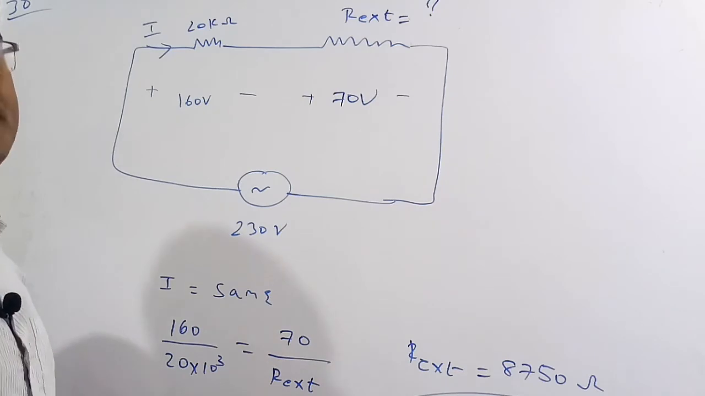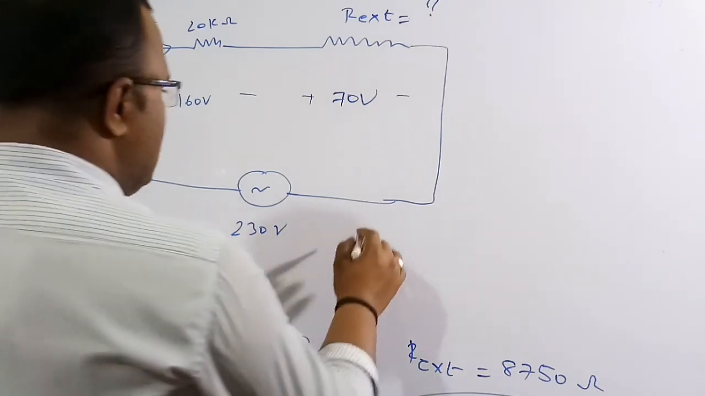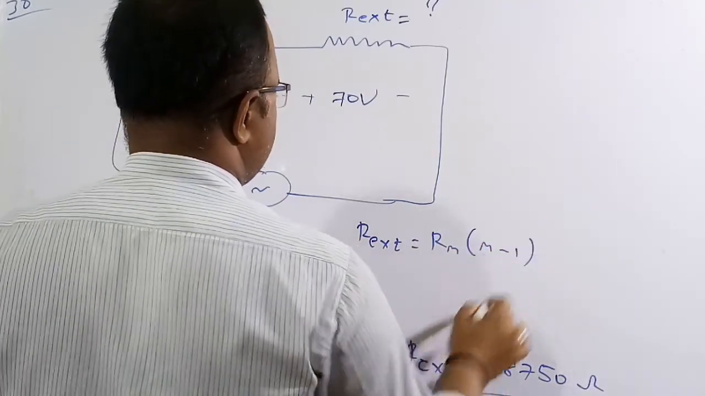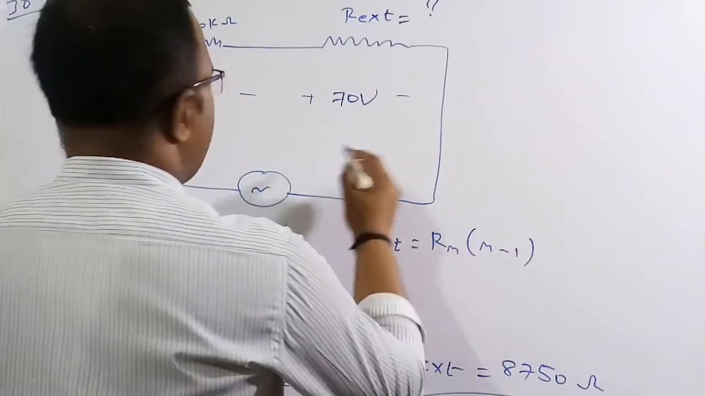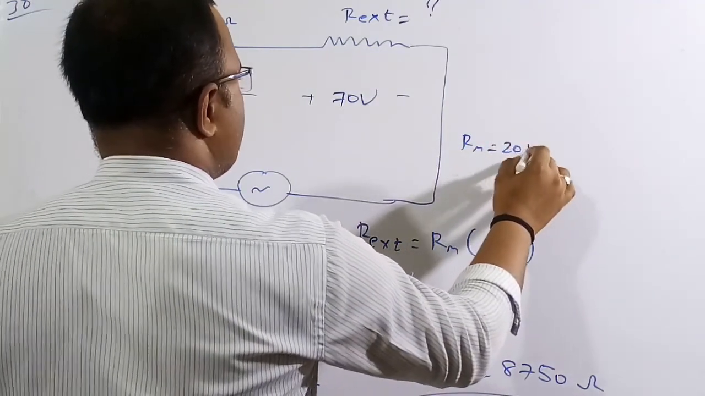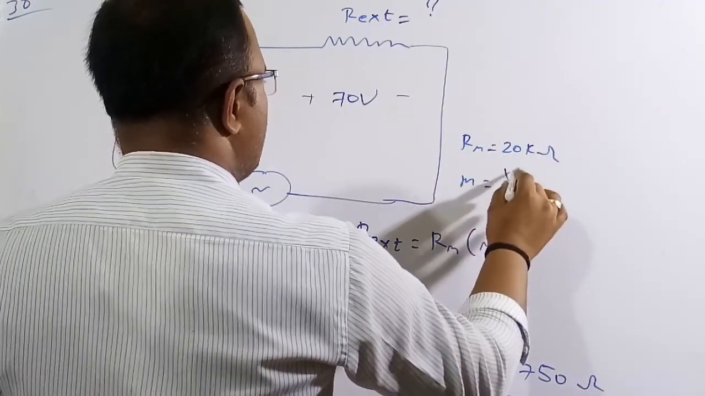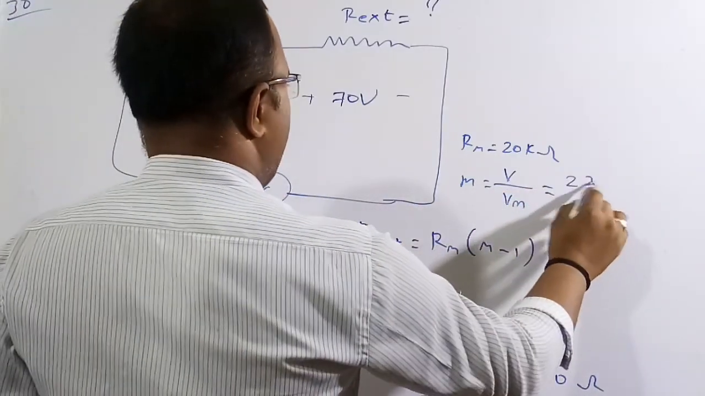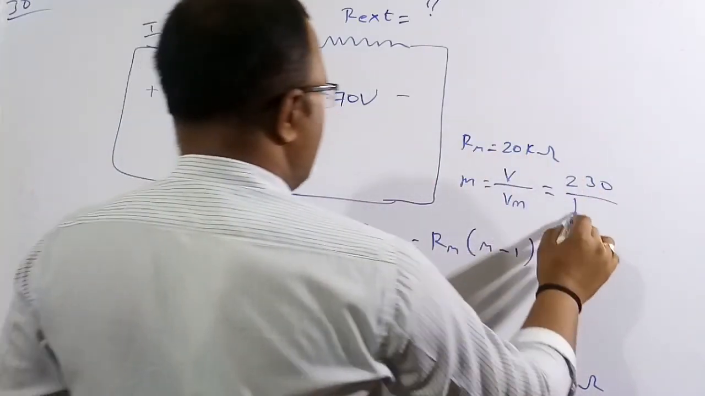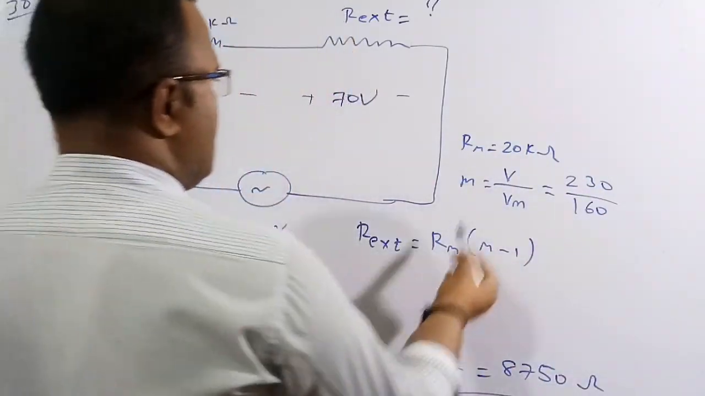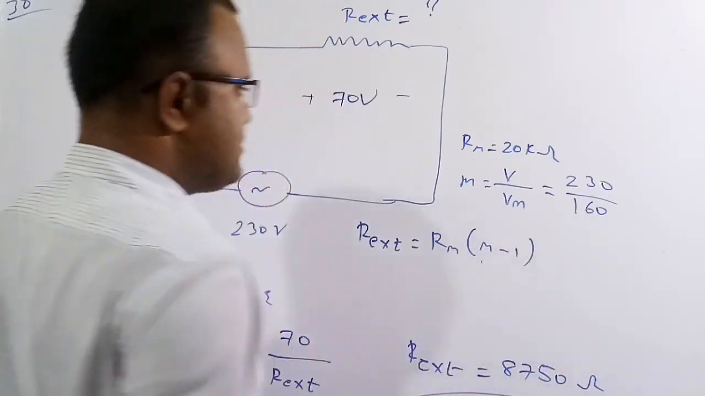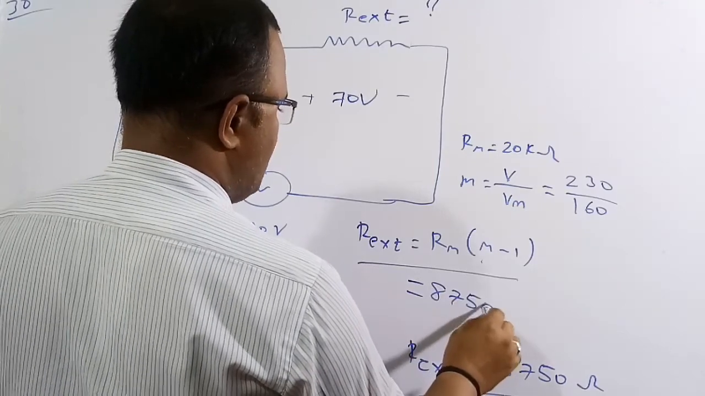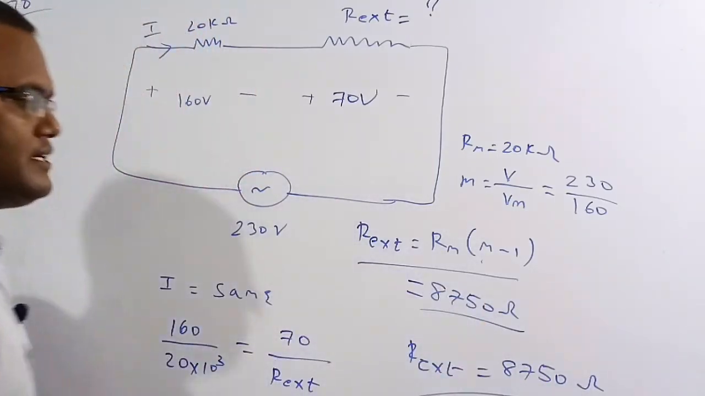Or you can do it in another fashion if you remember the formula, which is R external is equal to RM into M minus 1. It's a series fashion. So the value of RM is equal to 20 kilo ohm, the meter resistance, and M is equal to total voltage by voltage measured by the meter. The total voltage is 230 and the voltage measured by the meter is 160. By this also you can do it: you can substitute the value of RM and the value of M. Then if you do the simplification, finally we are going to get the same answer, 8750 ohm. So in both methods you can get the same result.